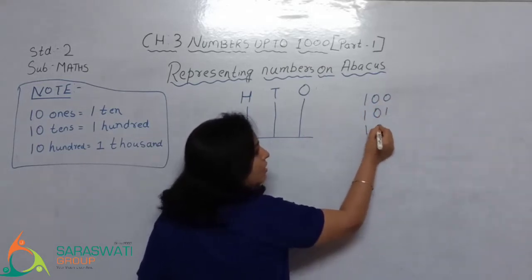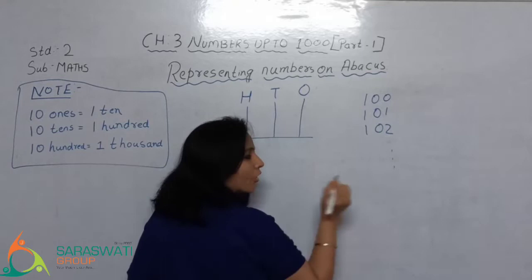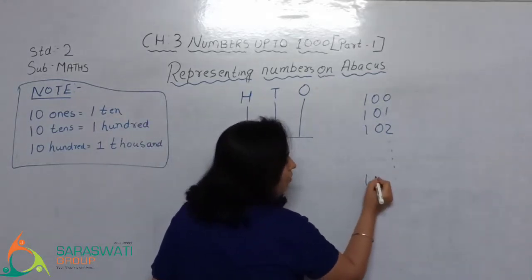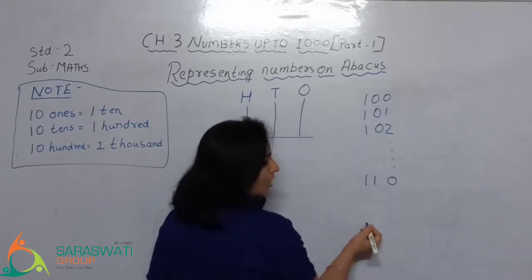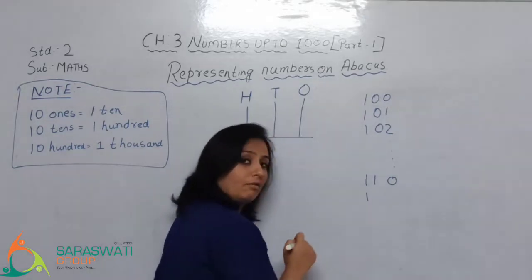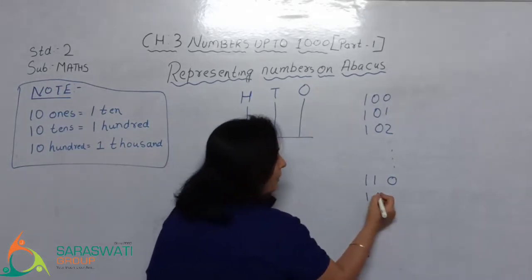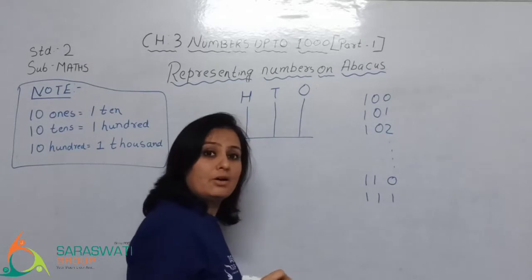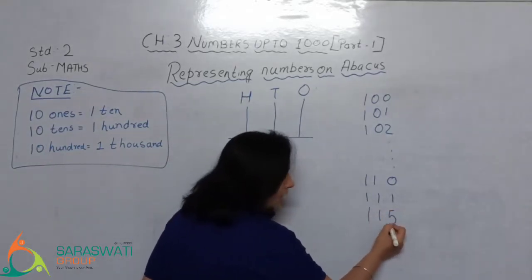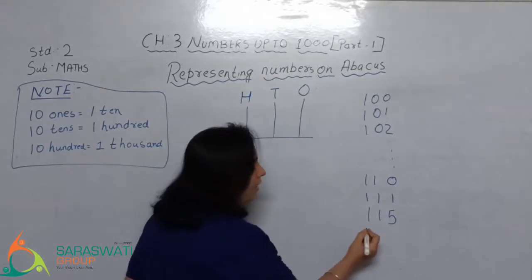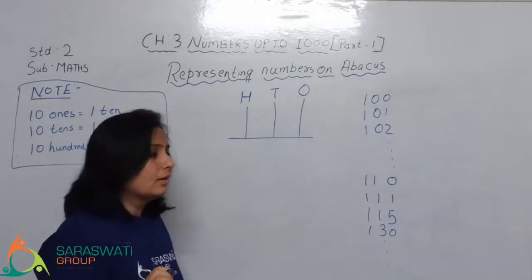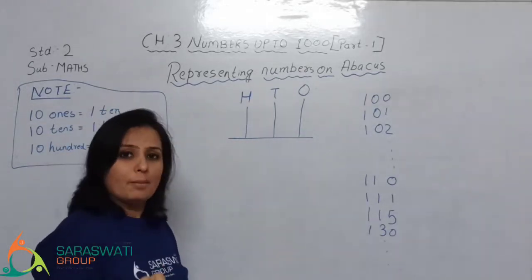101, then 102, and so on, right? Suppose it is 110, so 110 आएगा. उसके बाद 111, तो क्या लिखोगे? 100 में 1 तो वही रहेगा, then 10 की जगह पे 11. Suppose it is 115, then 115. 130, then 130, and so on. Okay, this is the way you write the numbers.